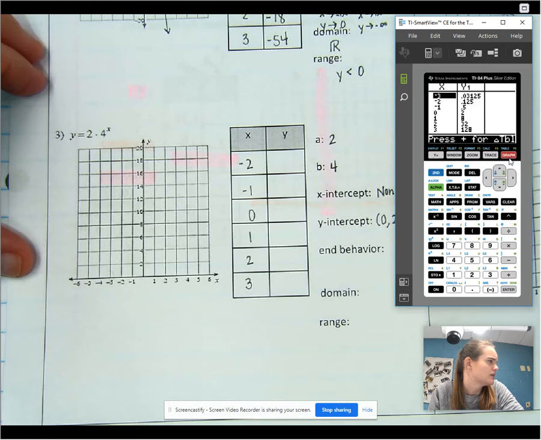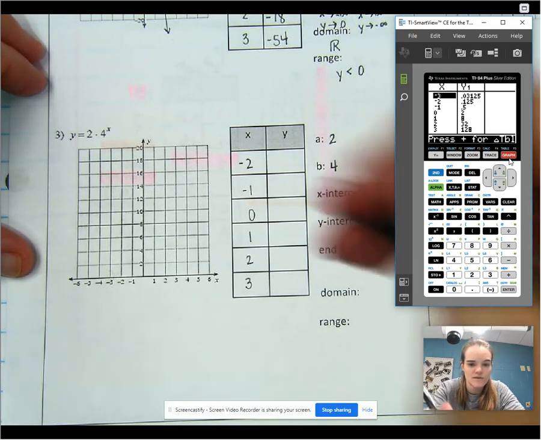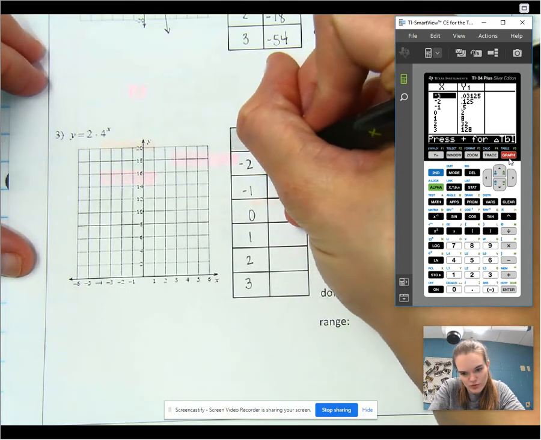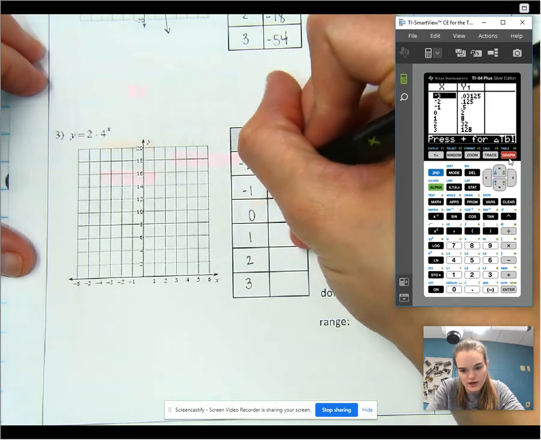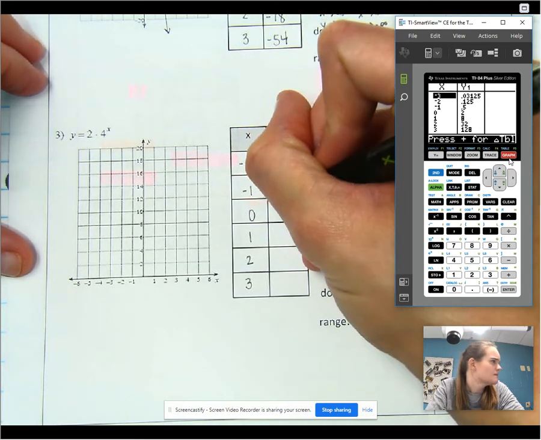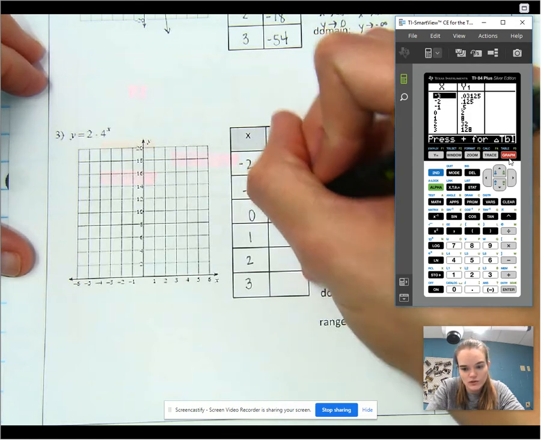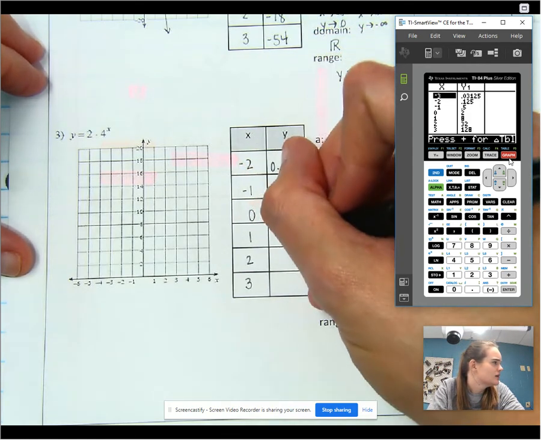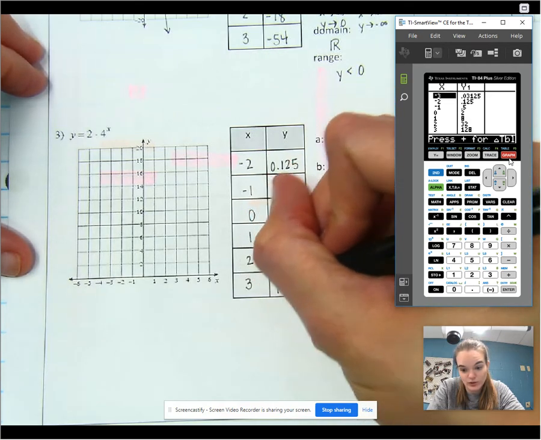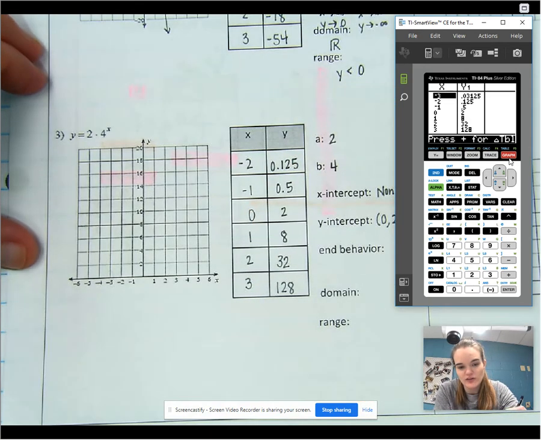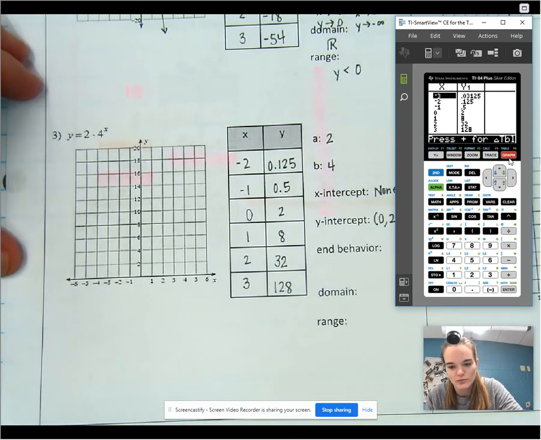Second graph. 0.125, 0.5, 2, 8, 32, 128. That one gets really big really fast. By the way, these are also geometric sequences. That's why we did that first. Geometric sequences are exponential.